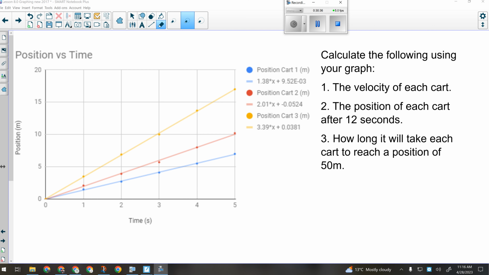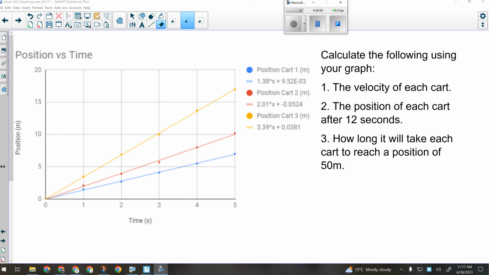If I'm looking for position, which axis is position? It's on the y, right? Okay, so whenever I'm asking myself that question, that's what I have to look at. I have to look at my graph and go, okay, they want position, position is on the y, I'm solving for y. Okay, so then I just plug in my numbers, right?